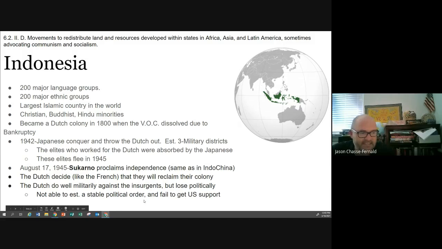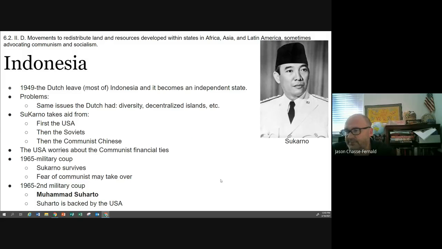They're not able to establish a stable political order, and when they're forced to get support from the United States, Truman says no. So the Dutch's hand will be forced, and they will leave in 1949, most of them anyway, and Indonesia will become independent. Problems, the same issues the Dutch had maintaining control. The diversity of it and the decentralized aspect of the islands make it a problem to fully unify. Sukarno will take aid first from the United States, then from the Soviets, then from the communists in China.